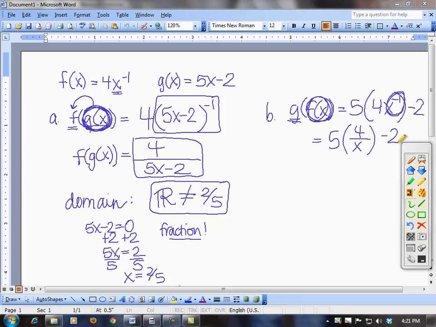And I want to simplify this still because 5 is the same thing as 5 over 1. So when I multiply fractions, I multiply the numerator to get 20 over x minus 2. And so this is g of f of x.